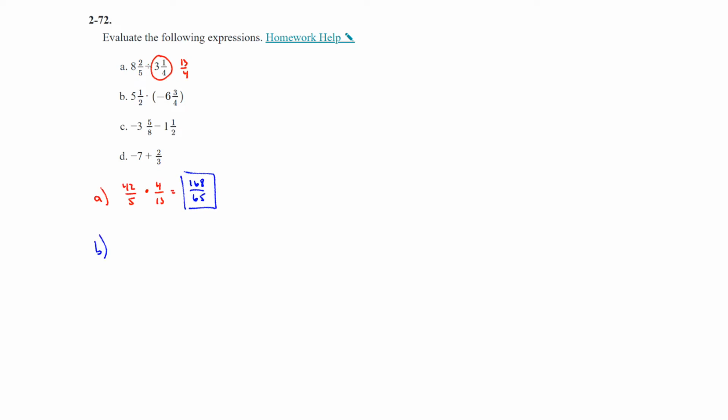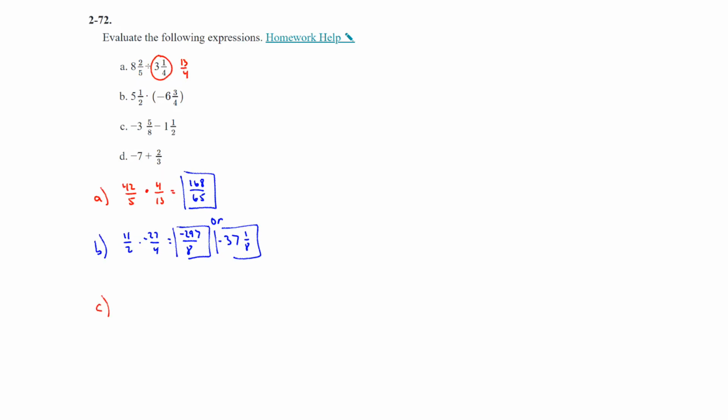On part B, once again, we want to change them to improper since we are multiplying. 5 times 2 plus 1 is 11/2 times, it's like 27/4, so it is a negative 27. Once again, it appears that there are no common factors to cancel, so we're just going to multiply straight across. And so we'll get negative 297 over 8. If you do change it to a mixed number, it'll be negative 37 and 1/8. So either one would be good.